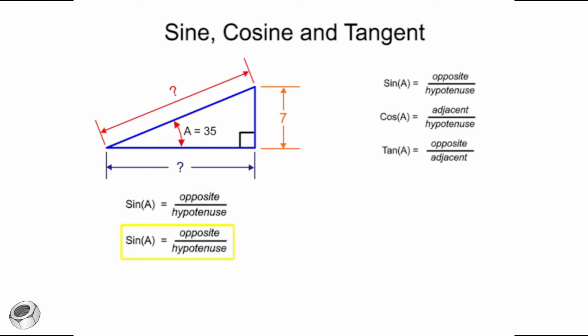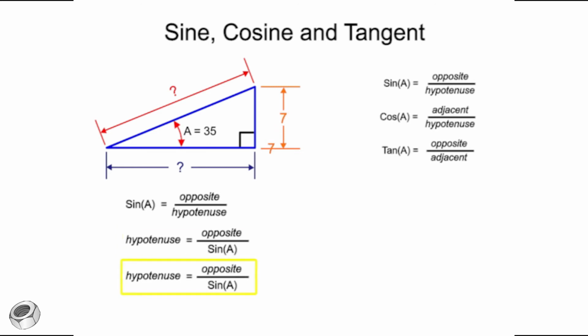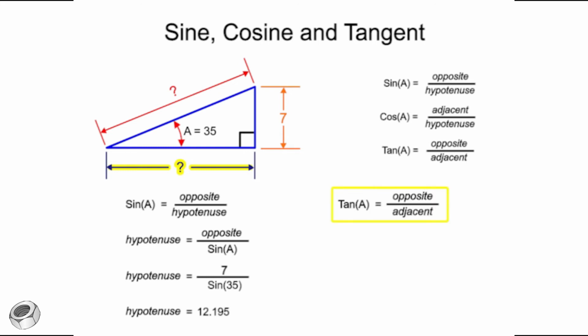First, rearrange the equation to solve for the hypotenuse. Then, using a calculator, enter 35 degrees into the sine function. Substitute the value into the equation and calculate the results. Similarly, we could solve for the adjacent side using the tangent equation.